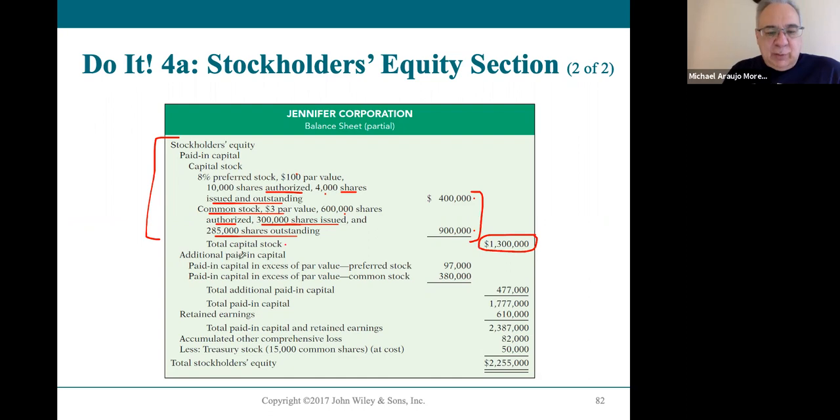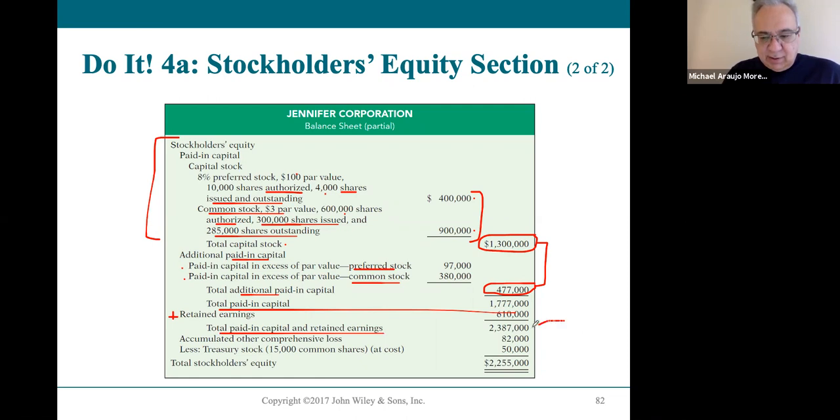Then you have all the additional paid in capital, and here they just gave you the numbers. Paid in capital in excess of par for preferred was 97. Excess of par for common was 380. So you add those together. Okay. Total additional paid in capital is here. These two together are going to be your total paid in capital. So they're going to add up to 1,777,000.